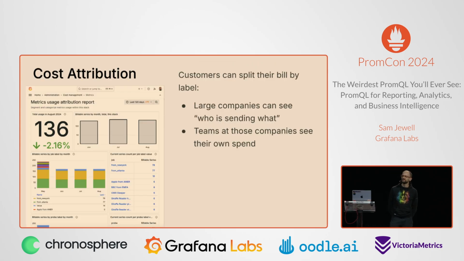When I am working, most recently I've worked on cost attribution. This is helping customers to split up their Grafana Labs bill, by label typically. And for large companies, this is pretty important. It means they can break down that huge bill and see who is sending what. And it's also important for teams. Teams can then see their own contribution to that enormous company spend and start to take ownership of that. So it's pretty valuable, in dollars.